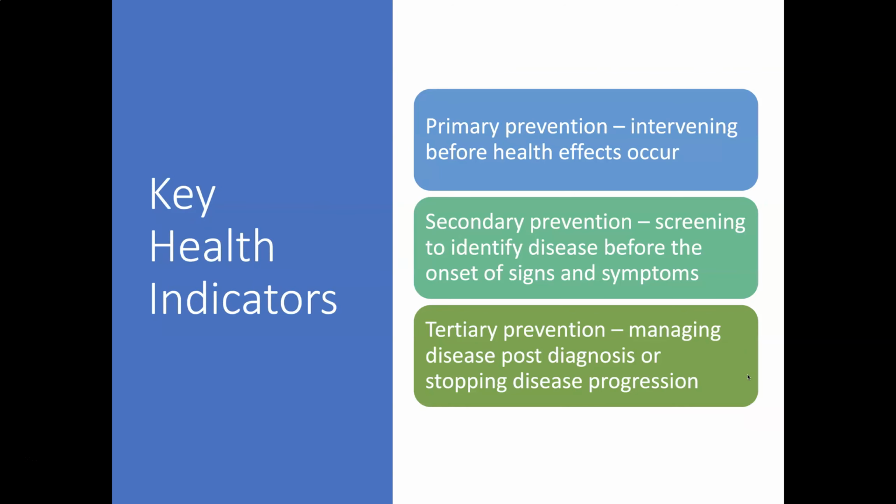Other key indicators that we look at as well are primary prevention, so intervening before the health effect occurs. Secondary prevention is that screening part to identify disease before the onset of signs and symptoms. And then tertiary prevention is managing that disease post-diagnosis or stopping the disease progression. So I'm sure you've learned about those in your community course.